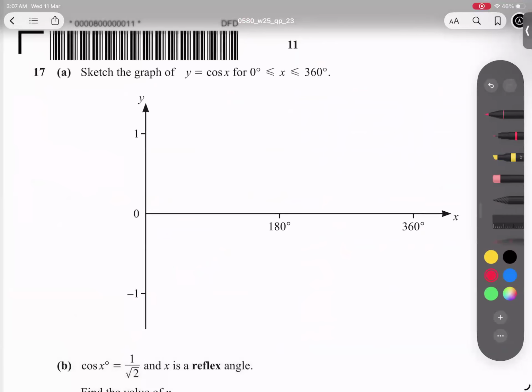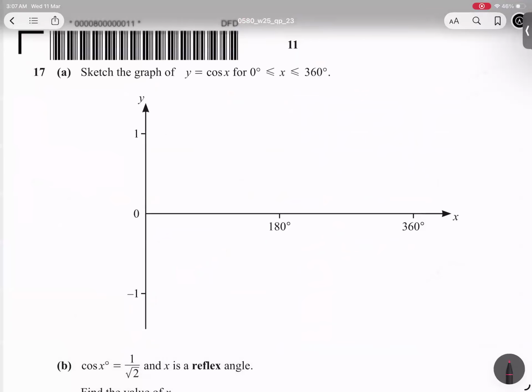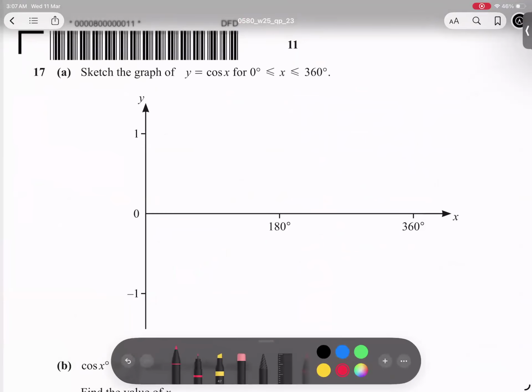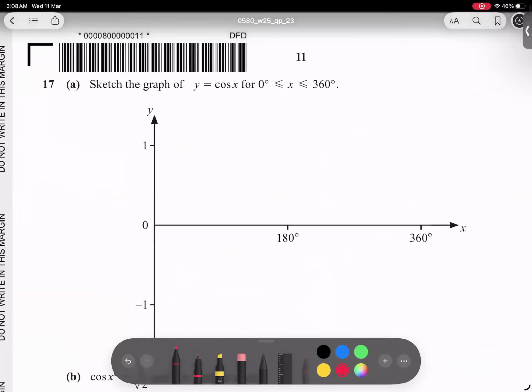Question number 17. When you have this kind of question, because a calculator is not allowed, you have to memorize some curves. Sine curve and cos curve, I will give you all the ideas. Hold on, here I give you 4 ideas, so you must understand.